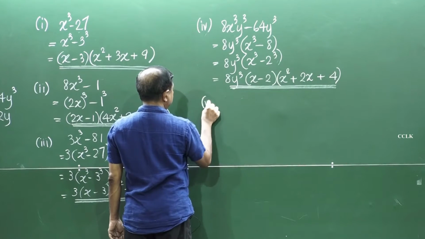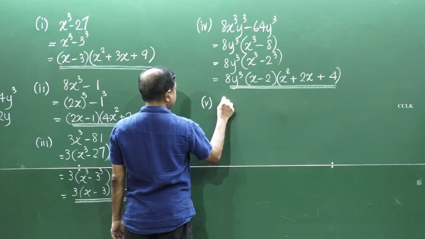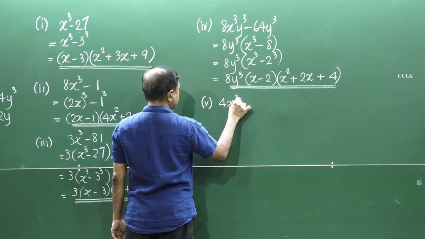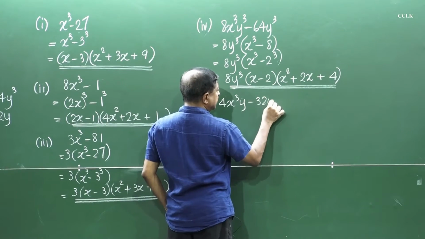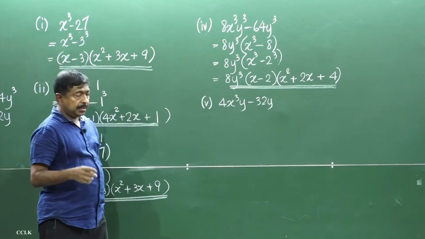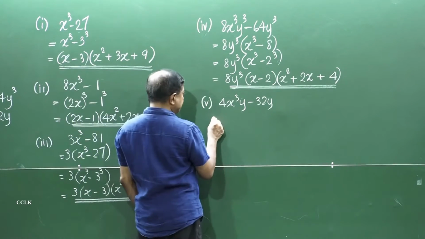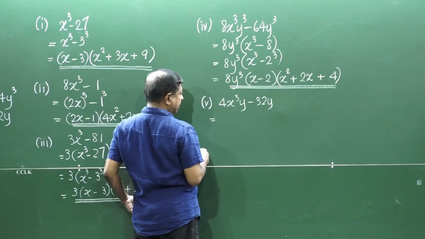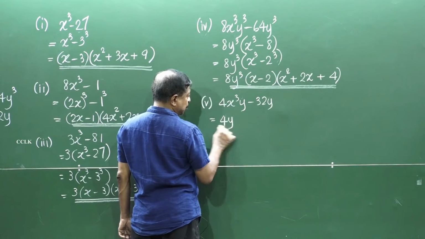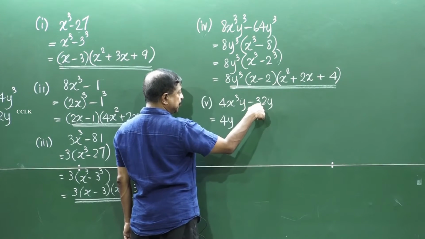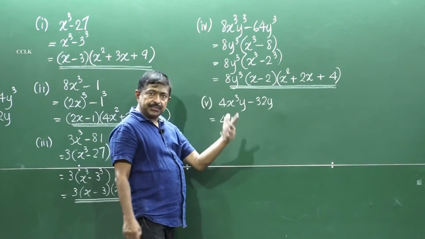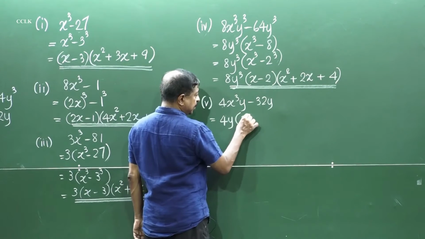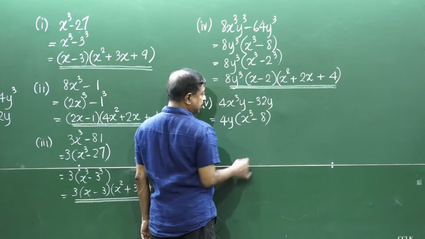Five. Relatively, this is simpler than the fourth one. Again, you pull out the common factors. 4 is common, y is common. Right, in numbers 4 is common, if you consider variables, y is common. That leaves x cube minus 8 in the bracket.